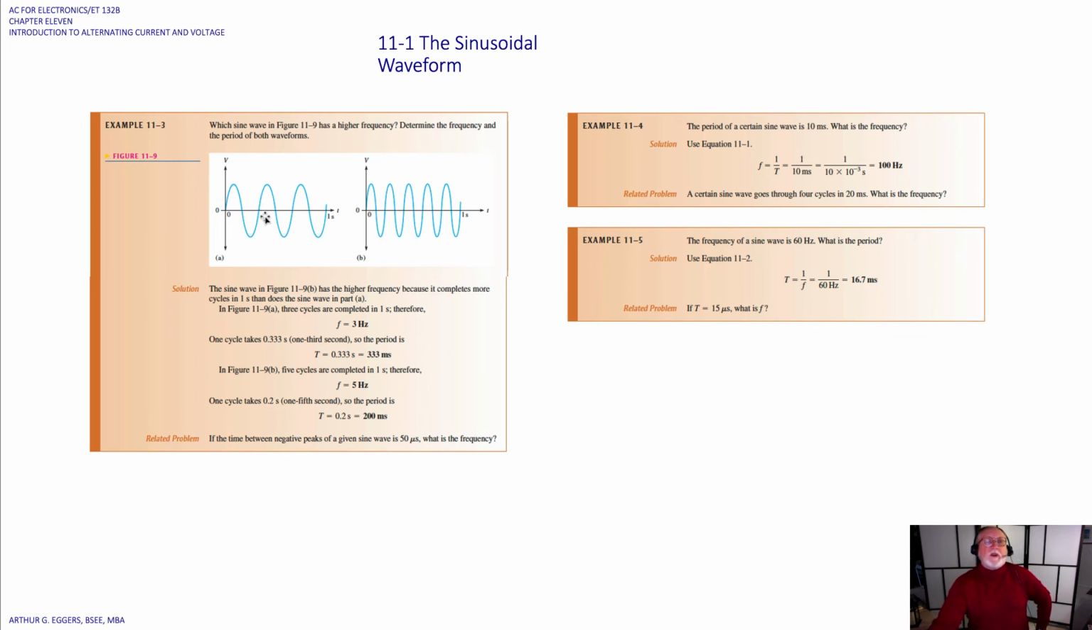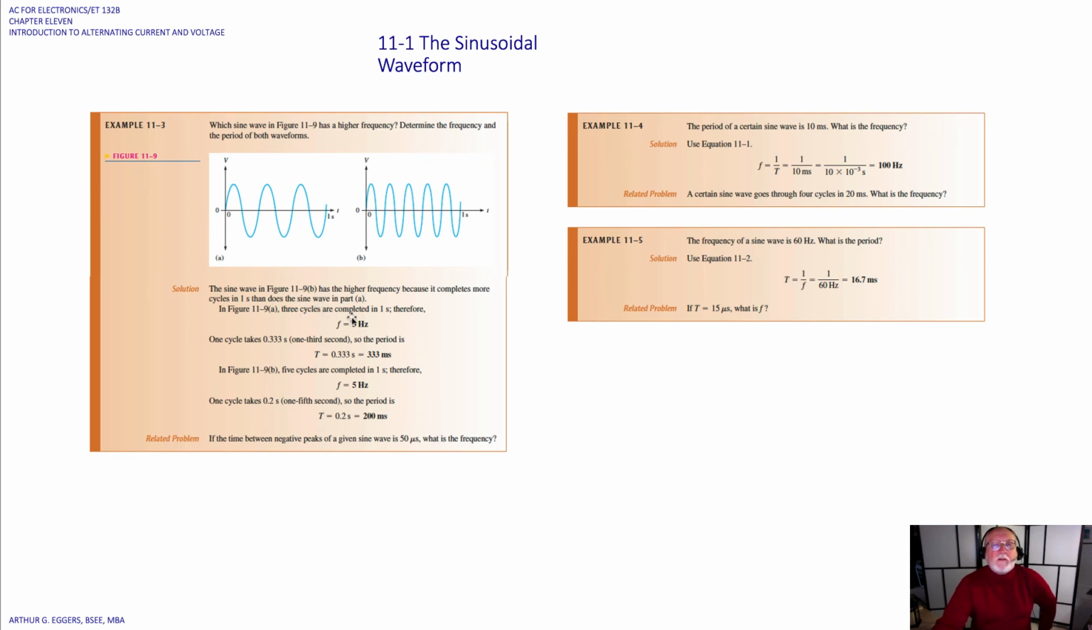But let's go ahead and count the alternations. 1, 2, 3 cycles per second. Notice it's indicated at the bottom here, 1, 2, 3, 4, 5 alternations in a second. So the higher frequency is the one on the right. The sine wave on the right has a higher frequency because it completes more cycles in 1 second than does the sine wave on the left.